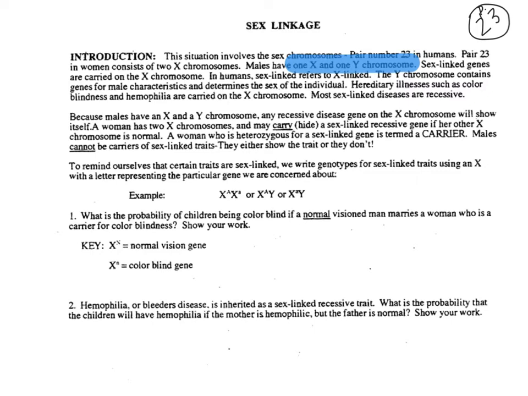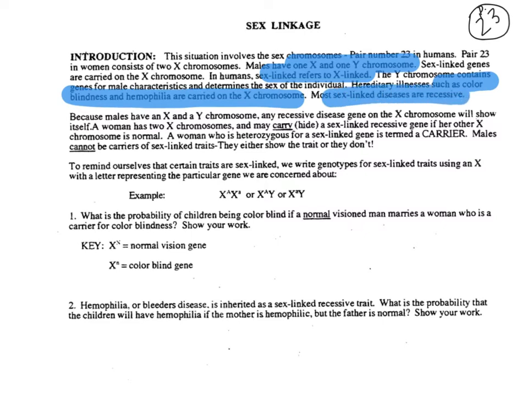Sex-linked genes are carried on the X chromosome. In humans, sex-linked refers to X-linked. The Y chromosome contains genes for male characteristics and determines the sex of the individual. Hereditary illnesses such as color blindness and hemophilia are carried on the X chromosome, and most sex-linked diseases are recessive. Okay? Because males have an X and a Y chromosome, any recessive disease gene on the X chromosome will show itself.